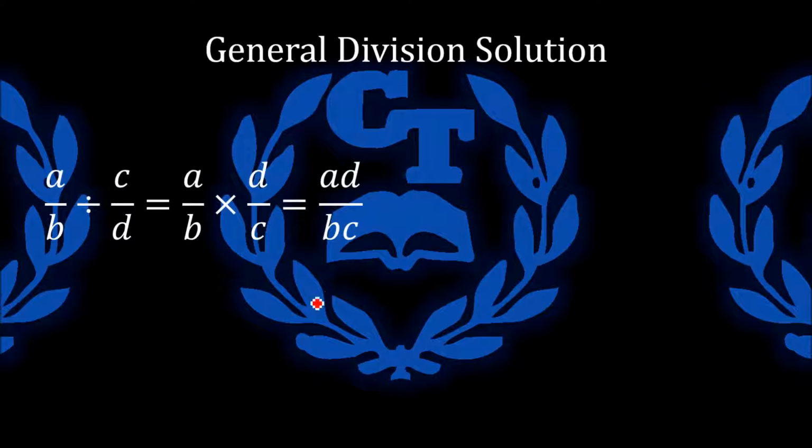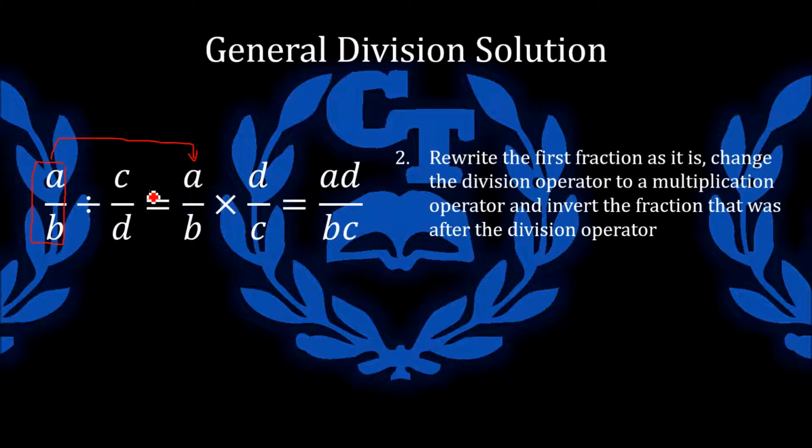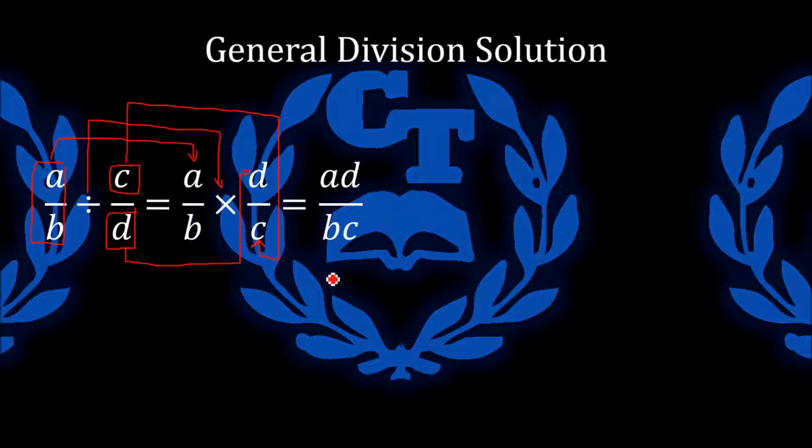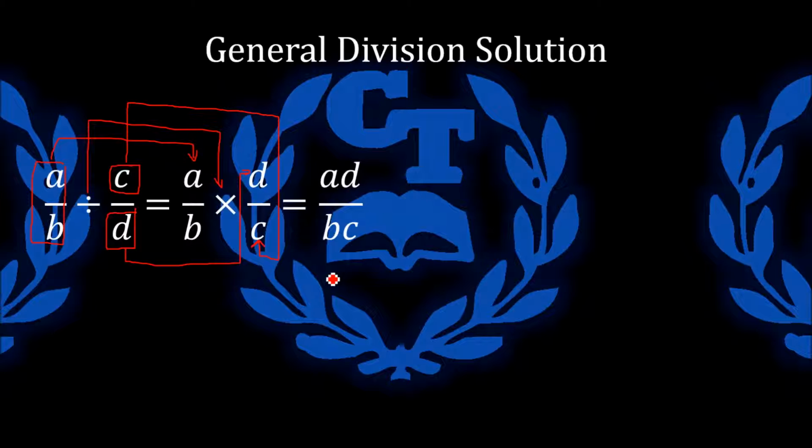Let's look at this general solution, and notice here your a over b is already written back as the same thing. Notice that your division is now a multiplication, and notice now that your c value is the denominator of your inverted fraction, and your d value here is the numerator of your inverted fraction. And you will get simply a times d over b times c, and you simply reduce right after that, and write it as a proper or a mixed number fraction.